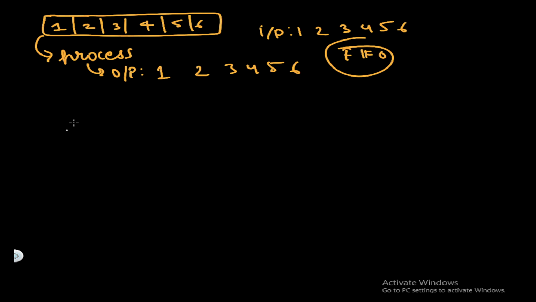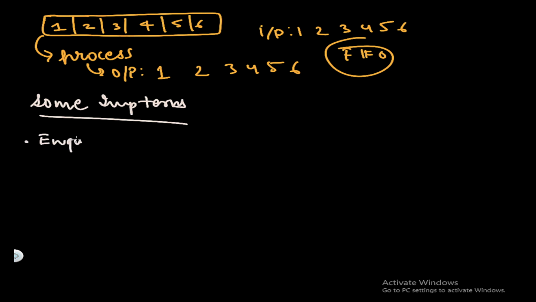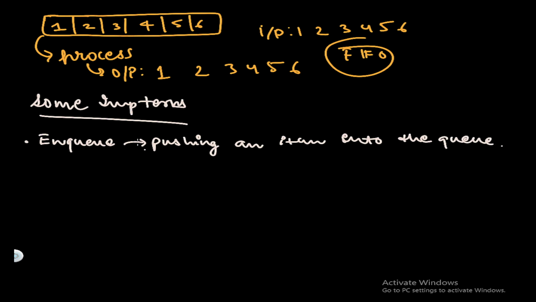Now let's try to analyze some important terms for the FIFO or for the queue data structure. Now the first important thing is NQ. NQ means pushing an item into the queue. By push I mean inserting an item.